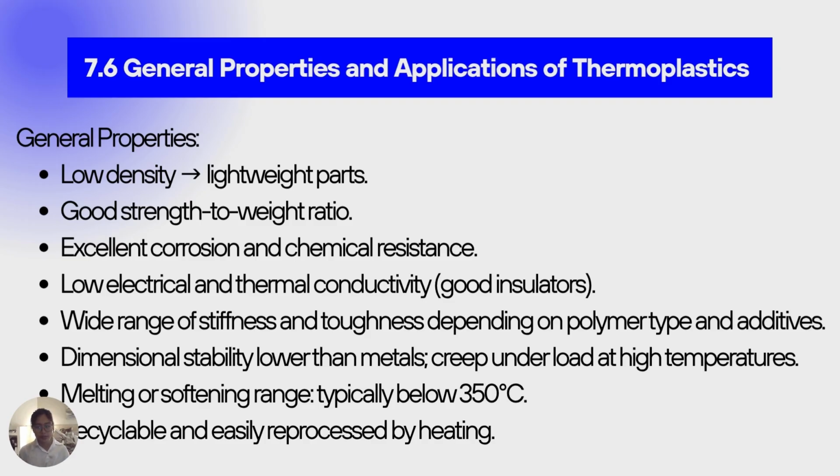Melting. Most thermoplastics melt or soften below 350 Celsius, making them easy to shape and process using methods like injection molding, extrusion, and thermoforming. However, this also limits their use in high temperature applications where metals or ceramics would perform better. One of the key benefits of thermoplastics is that they can be melted, reshaped, and reused multiple times without major degradation. This recyclability gives them a strong advantage over thermosets, which permanently harden once cured.